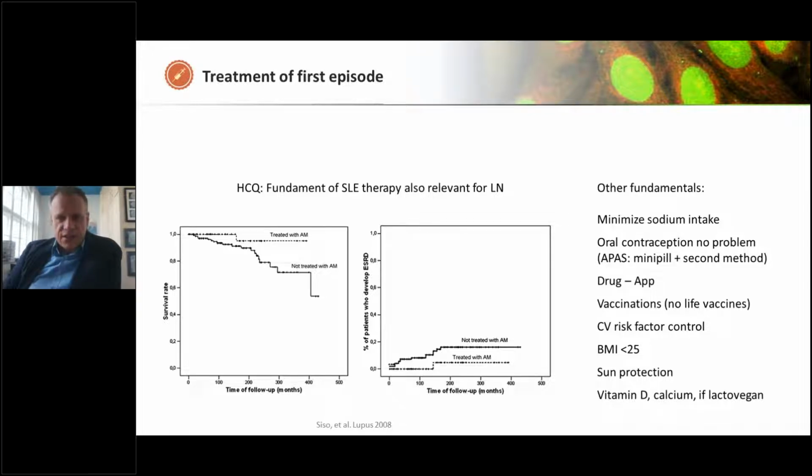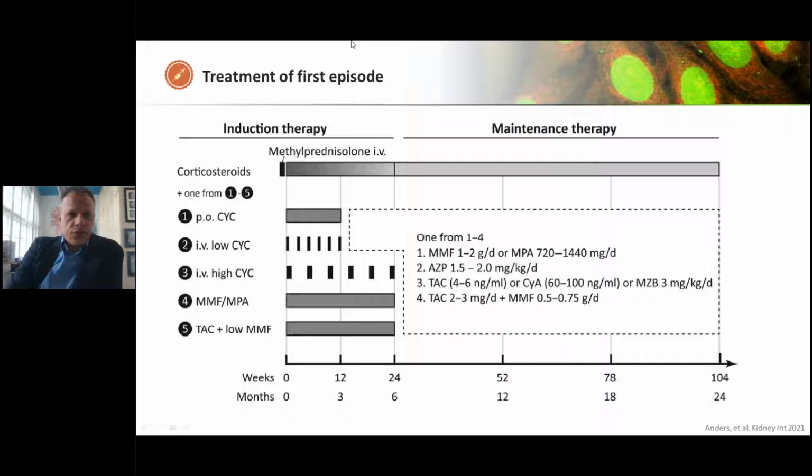Then the story of the vaccines, we are all experts on this now: no live vaccines for patients with immunosuppression, but the new adenovirus vaccines for COVID are no problem, because they are not live vaccines. Then cardiovascular risk factor control, obesity control as an anti-proteinuric therapy, sun protection, and then vitamin D for everyone, but calcium only for those that are lacto-vegan, because with dairy products you usually have enough calcium for osteoporosis.